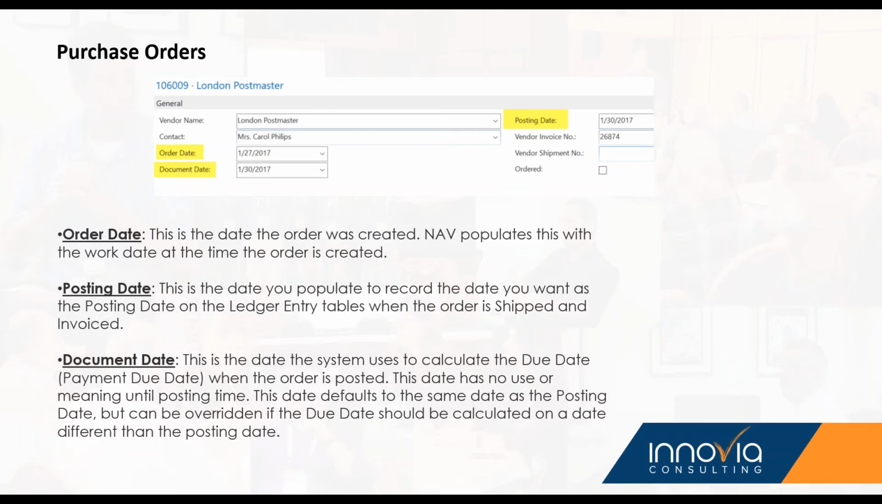Now, a lot of times people are saying, oh my goodness, what do I do? Because now I also have this crazy posting date. And as you see, a posting date is the date that will record on the ledger entries when an order is shipped.